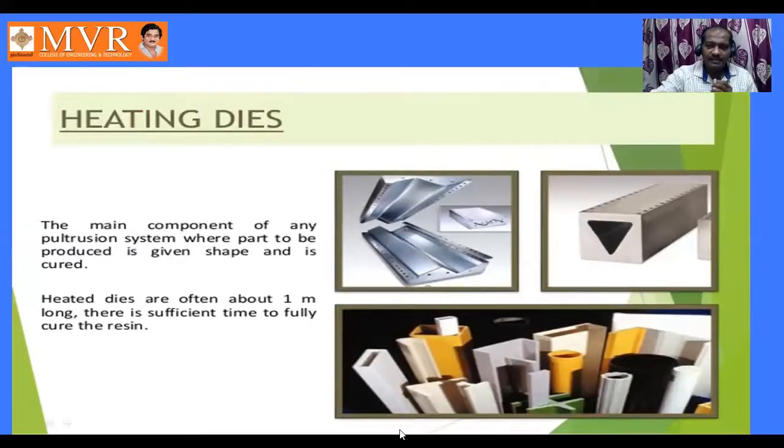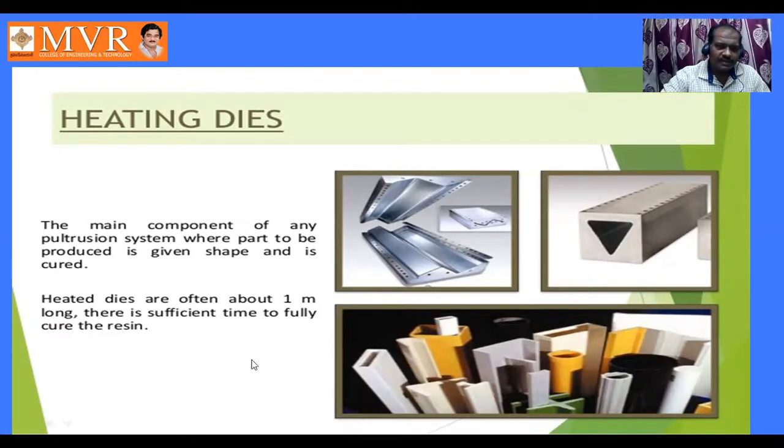Next, these are the heated dies. Here, if you observe a triangle, this is one, this is another one. This is the main component of any pultrusion system, where the part to be produced is given shape and is cured. So this is going to be done under a hot die. Here we are going to get a triangle type of material. Here we are going to get a wedge shaped material. These are some examples to show that a rectangle is there, a round bar is there, and you have different colors. By adding colors in the resin bath, we are able to add color to the fibers also.